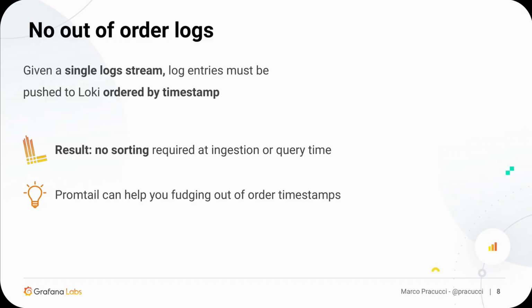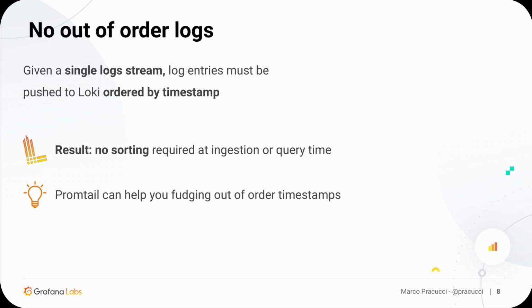And a second trade-off picked by Loki is that given a single log stream, so a series of logs with the same exact labels, Loki requires that the client, like Promtail, the agent, push those logs already sorted by timestamp. This means that if Loki receives out of order logs given a specific log stream, Loki rejects those logs. This is not just a detail. This is actually a design decision we picked when we built Loki. Because in this way, we don't have to do any resorting, neither at ingestion time, when we receive the log, nor at query time, because each log stream is already sorted by timestamp. Now, don't get too scared about this constraint, because Promtail, the agent, can be configured to actually fudge out of order timestamps.